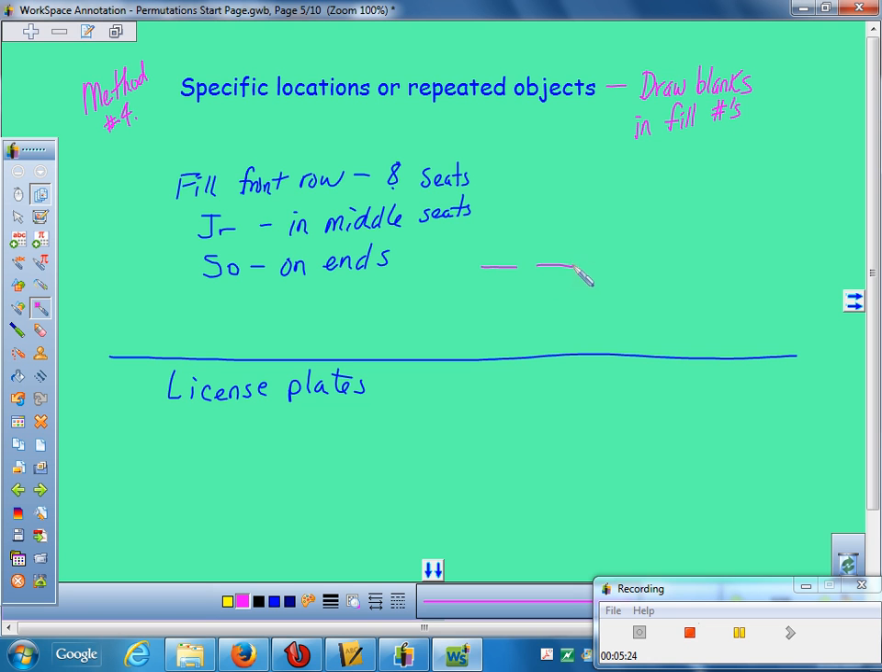Okay. Actually, we're filling the second row again. 2, 4, 5, 6, 7, 8. I'm telling you I want juniors in the 2 middle seats, and I want sophomores out on the ends, and the other people, I don't care.